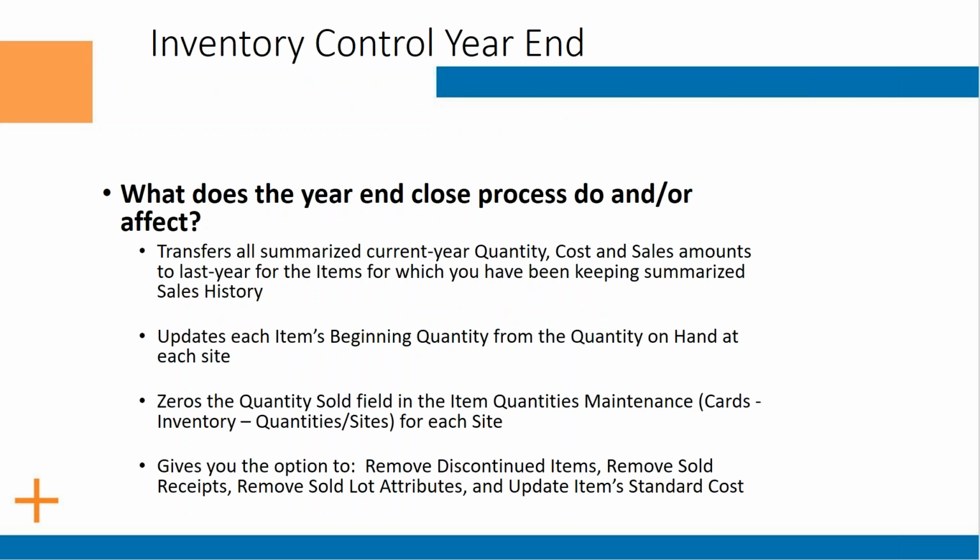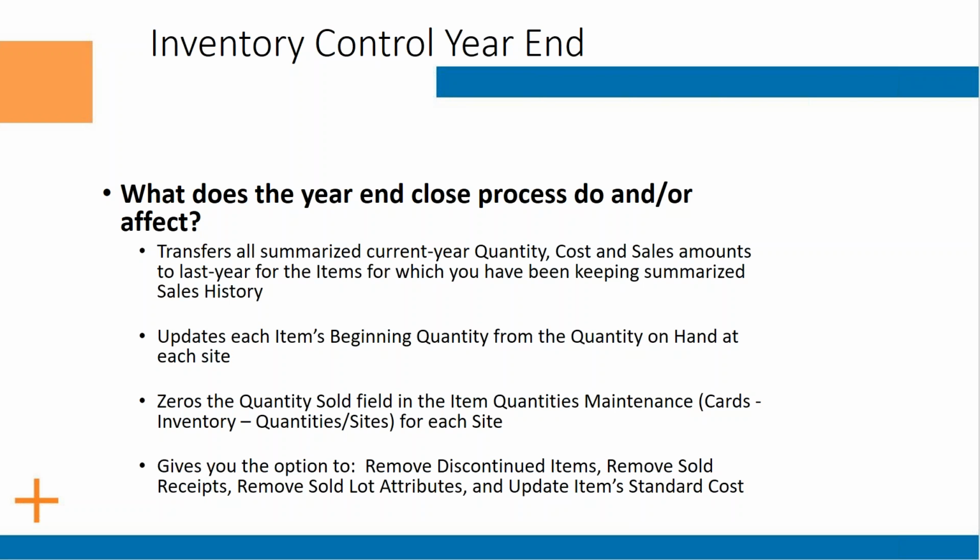When you run inventory control, the year-end process, we're going to do a couple of different steps in the background. All the summarized current year information gets rolled into the sales history. We're going to update each item's beginning quantity, so their quantity on hand now gets updated to the beginning quantity value. We'll zero out quantity sold because that's a year-to-date number. And then there's some options.